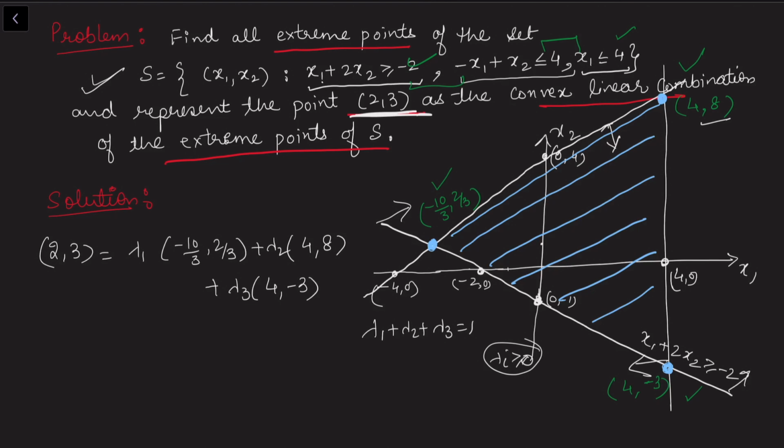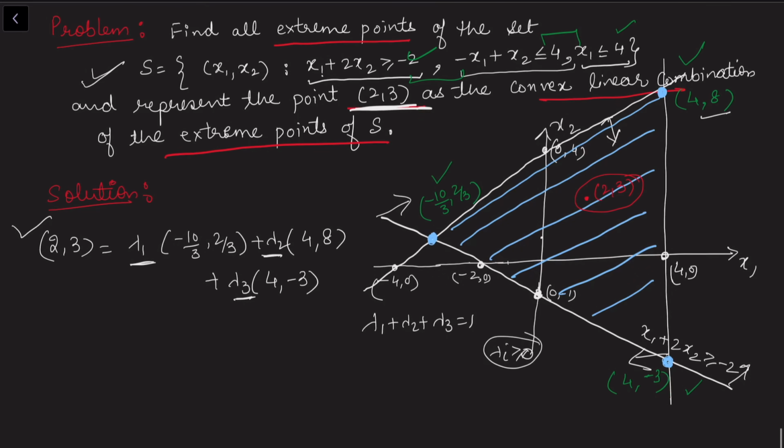For certain values of lambda i, this linear combination is possible. So the question is, we need to find what lambda i is exactly. We can find the values of lambda i mathematically, and we can also see that this point (2, 3) lies somewhere in the geometry, and we can write this point as a linear combination of these corner points.